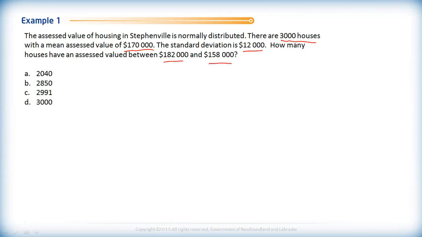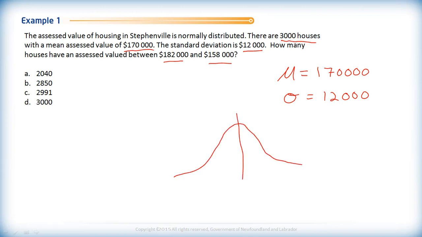I bet if we draw ourselves a normal curve here, we're going to be in business. So, important information, mu is 170,000. That's the mean. And sigma, which is the standard deviation, is 12,000. Okay, so we're going to draw a normal curve here, a bell curve, and that's really not all that symmetric, but I'm no artist, as you know. So we've got 170,000 in the middle, and let's just draw a couple of standard deviations out and see where we end up.